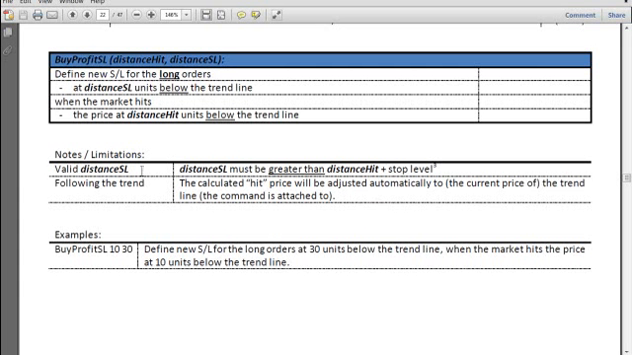Again, if you want to go into more depth, pull up the manual. In the buy profit SL, the distance hit means the distance as the pip amount or unit amount. So if we place 10, that's 10 points above the target point, the place where we draw the line. The distance of the SL, wherever it hits, it'll be below X amount of points. So if we put 30 here, we can look at an example: define new SL for the long order at 30 units, which is where this 30 is coming from, below the trend line when the market hits the price at 10 pips below the trend line.